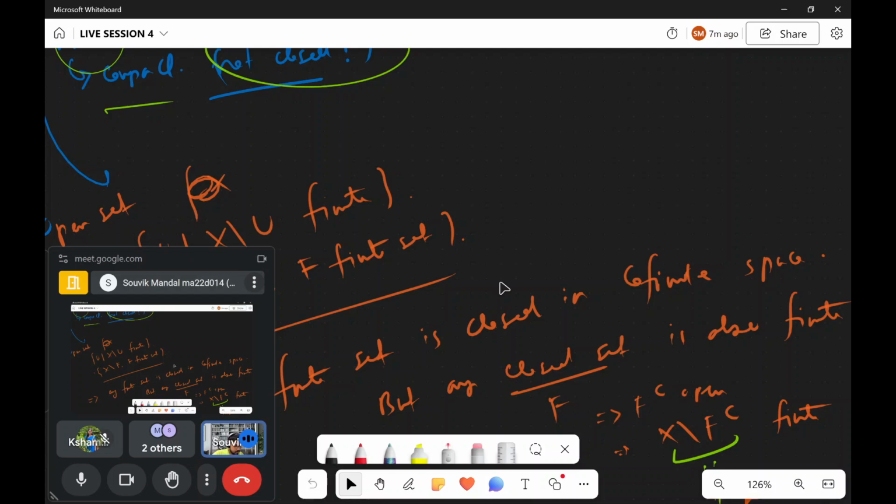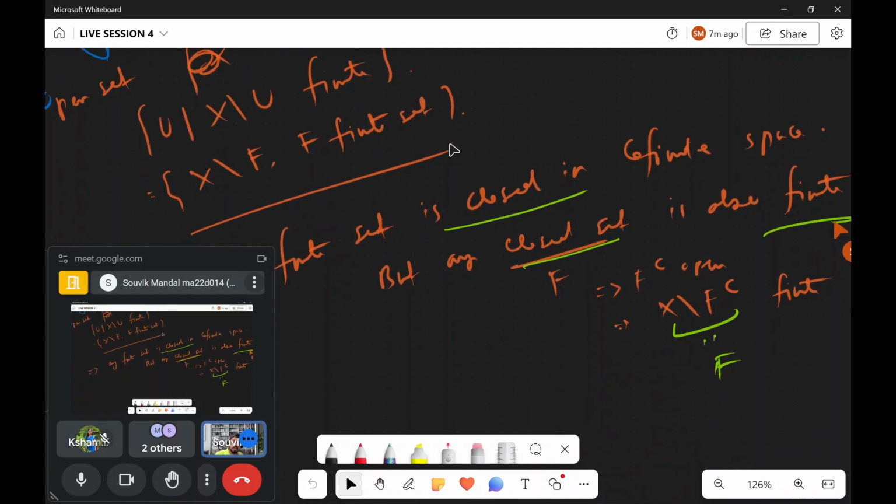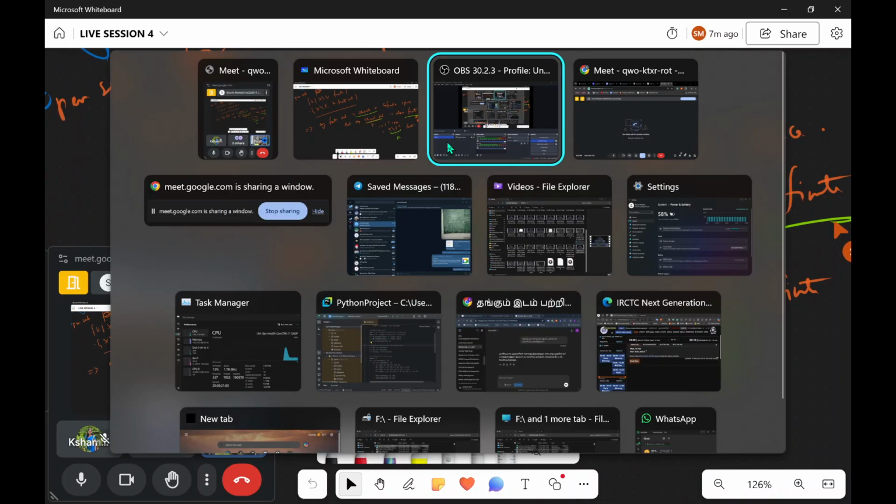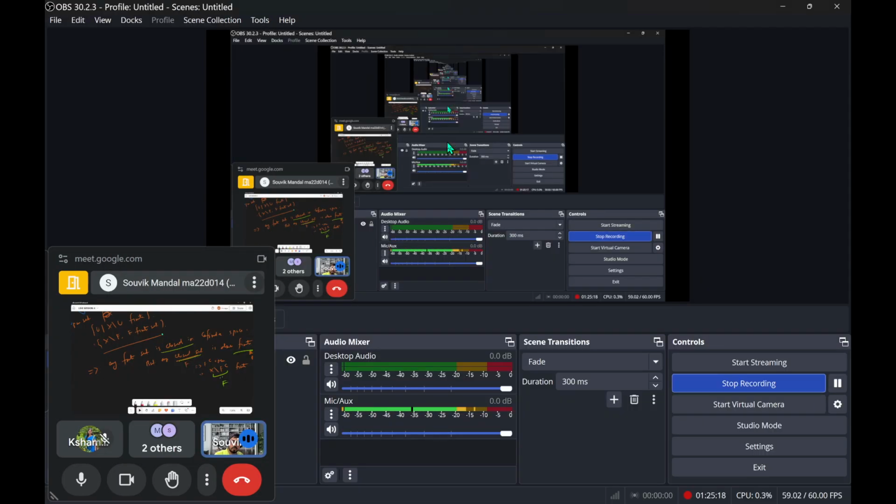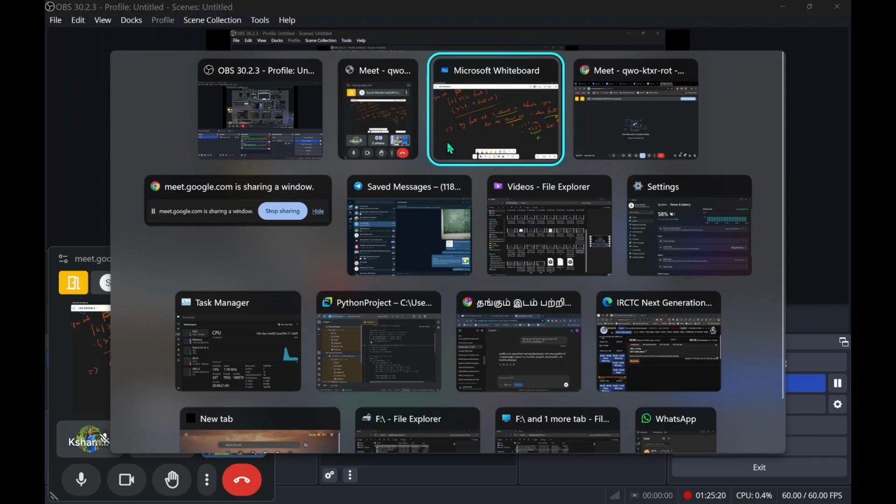Are you able to understand? Any finite subset is closed in the cofinite topology, and any closed set is also finite. So this is the argument. If you choose any subset of the cofinite topological space which is not finite, that will automatically not be closed. Are you able to understand my argument? Let me know.